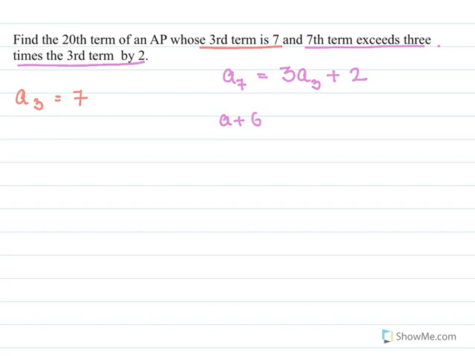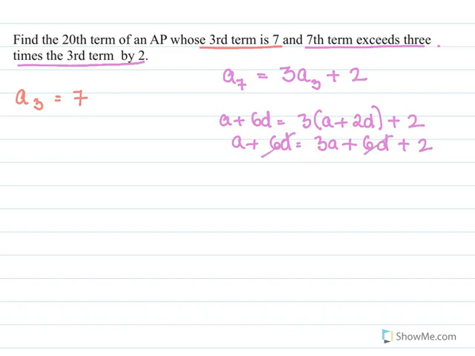Now the 7th term we know is a plus 6d. Three times the third term, where the third term is a plus 2d, so open the bracket: a plus 6d equals 3a plus 6d plus 2. Here we cancel, so we have minus 2a equal to 2, a equal to minus 1.